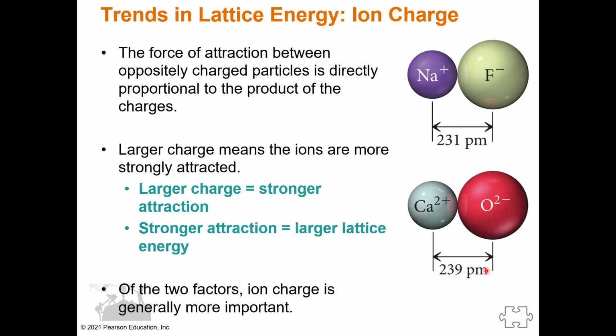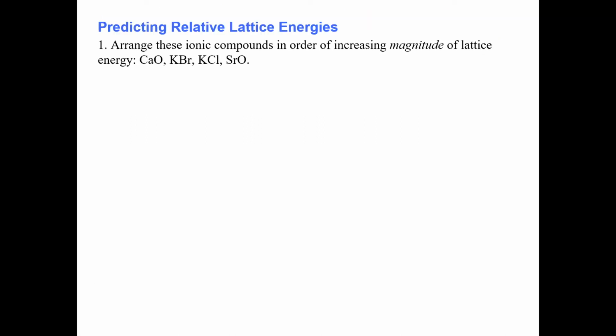Now, taking a look at ionic charge and distance, ionic charge is more important of the two. So let's try and arrange these compounds in order of increasing magnitude of lattice energy. You have to take into account the charges and also the size of each ion, so then the distance. Please pause the video, take some time to figure out the arrangement based on size and charge, and when you're ready for the answer, click play.